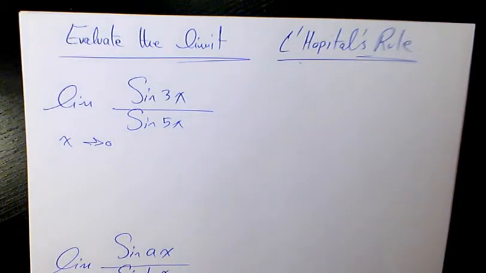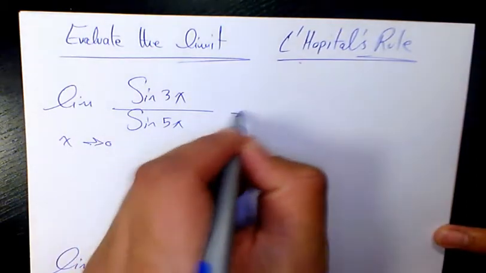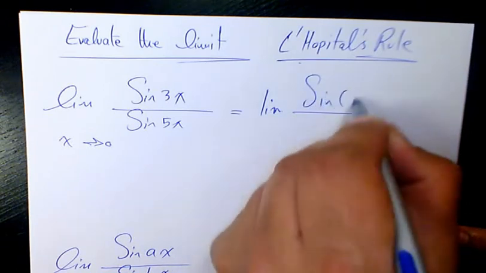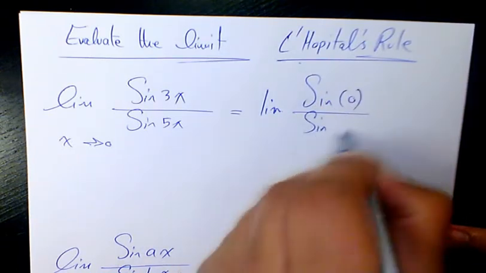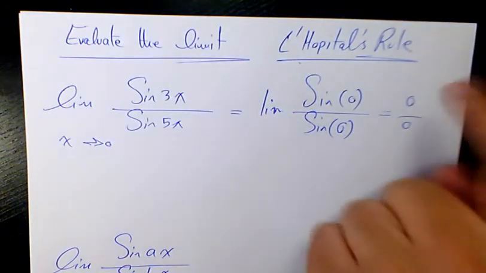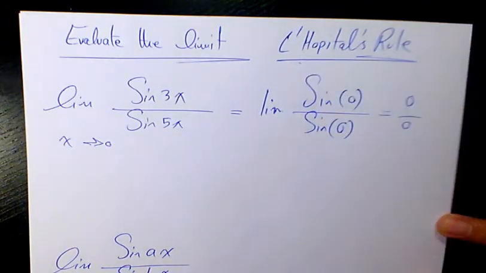Welcome to another video. In this video I want to show you how to find out the limit using L'Hopital's rule. First one is the limit of sine 3x over sine 5x when x is approaching 0. That's going to be a limit of sine 0 over sine 0. It's going to be 0 over 0. Since it's 0 over 0, we need to use L'Hopital's rule.